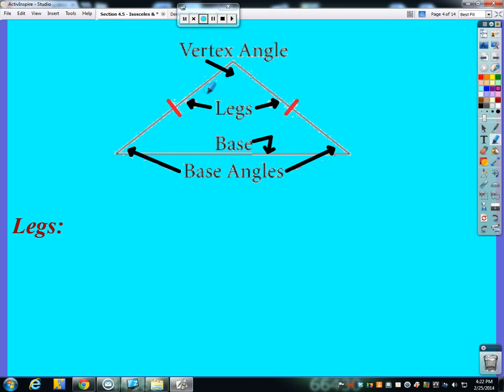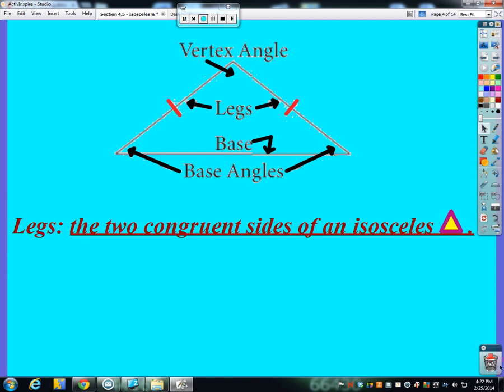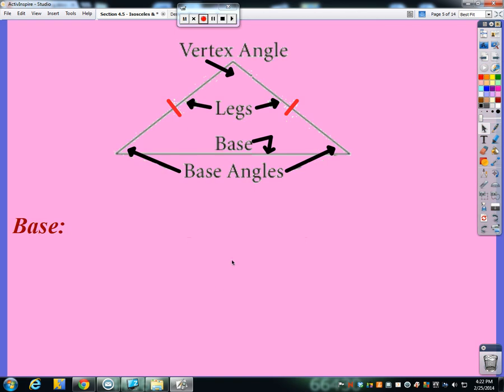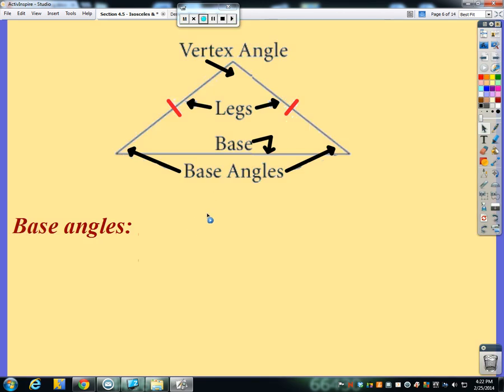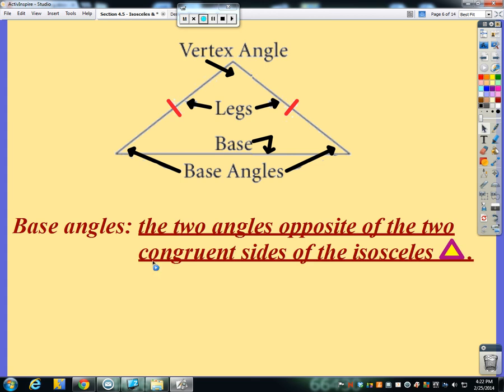So the next thing on our list are the legs, and the legs are the two sides that are congruent in our isosceles triangle. The base down here, this is really the third side of the isosceles triangle. It's that non-congruent side of the isosceles triangle. It's the one that's left out. Okay? And then base angles, well, notice there are 2 of them. There's only one vertex angle, but 2 base angles.